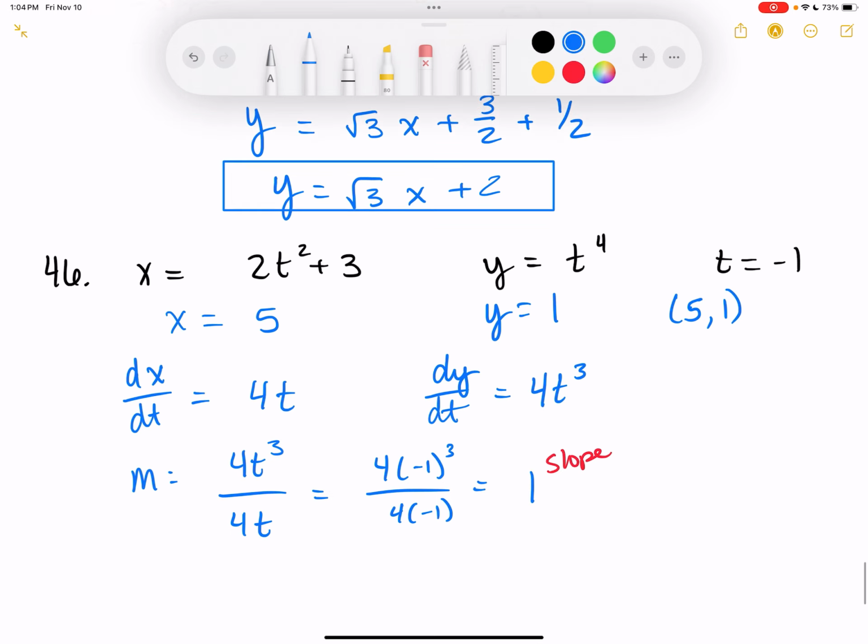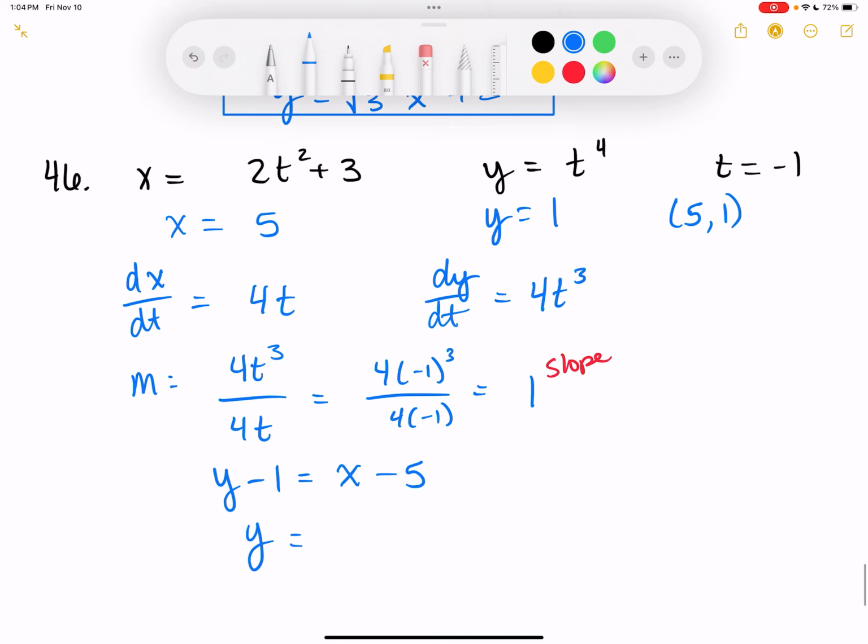I've already got my point up here. So y minus 1 is equal to 1, so I'm not even going to write it, times x minus 5. So y is equal to x minus 4. Okay, that was way easier. You have to start out a little scary and then work it up to easy to do the other ones. Okay. Are you ready for problems?